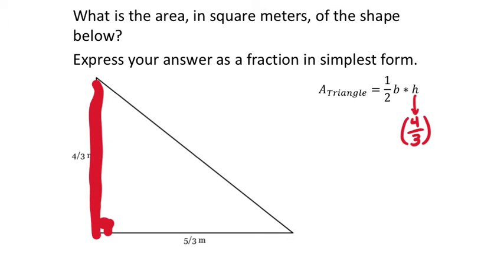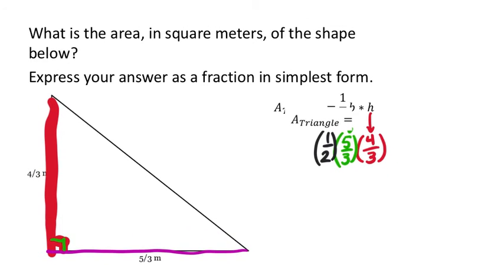And then the other length right here, the 5/3, see how it creates a 90-degree angle with the height? And again, that 90-degree angle right here. And so I would say this is the base. So my base then is 5/3. And again, I'm just putting that in parentheses, and then I'll have to multiply that one by 1/2. In the calculator, I'll put this in parentheses as well, just because I'm operating with fractions.